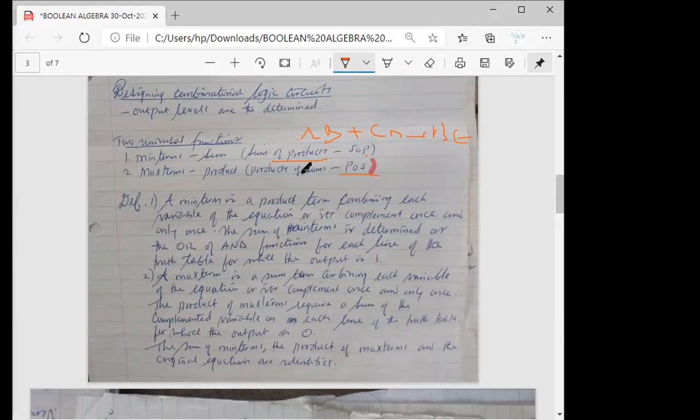But now you have products of sums. For example, A plus B, all of this, you multiply with C plus D. These are products of sums. You see now you are getting the product. Product means multiplication and the sums means addition. Therefore, you are summing up the products. Here you are producting the sums. So that's where the words min terms and max terms come into usage.